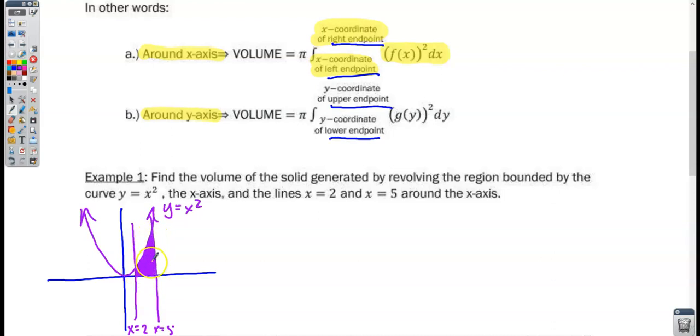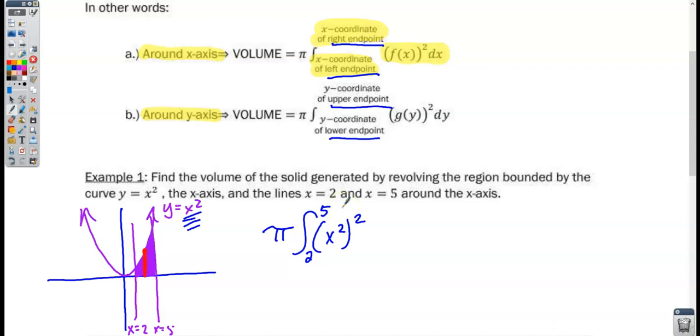And we're spinning this region around the x-axis, which means that the distance from this curve to the axis is going to form the radius of our solid. So in this case, the radius is going to be x squared. Now we can set up our integral in order to find the volume of this solid. We've got pi times the radius squared from one end of the region to the other, x equals 2 to x equals 5. And there's our setup that we're going to use to find the volume of this solid. Now at this point, I have choices.